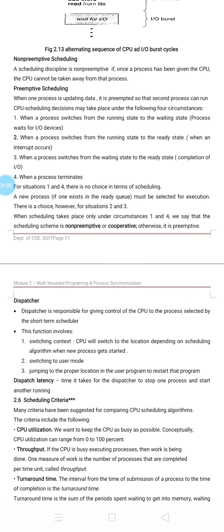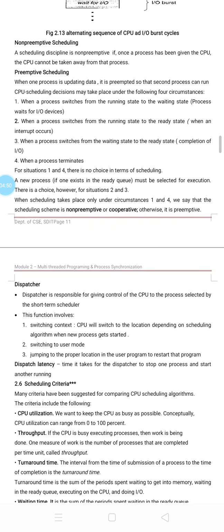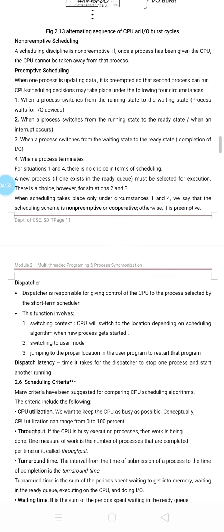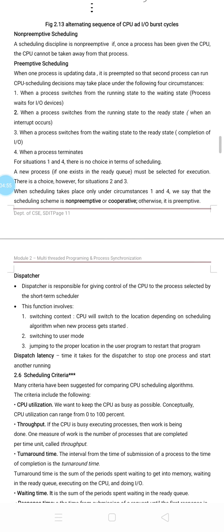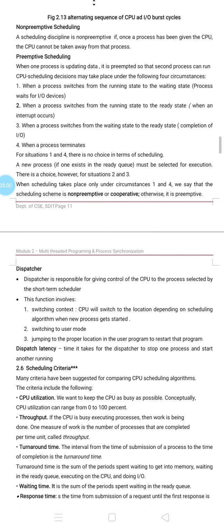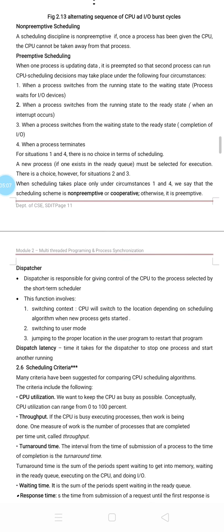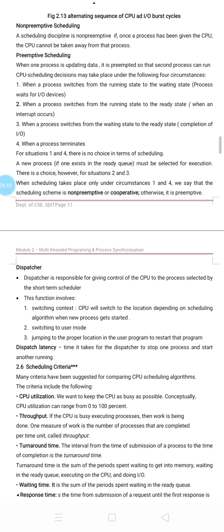CPU scheduling decisions can take place under four circumstances. What is CPU scheduling? Giving the control of CPU to a process. So when can it be done? First, when a process switches from running state to waiting state. We have already seen the process states. Suppose the process wants to do some input output related operation, then it will switch from running to waiting. At that time you can perform CPU scheduling.